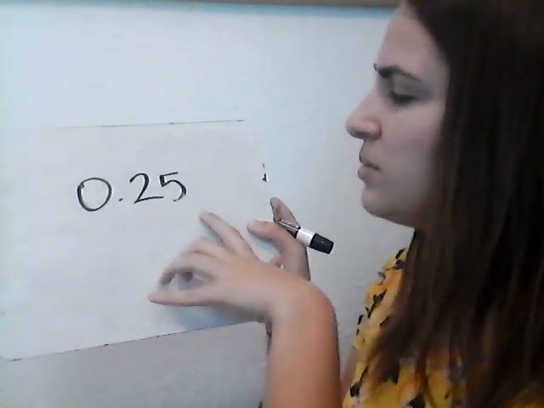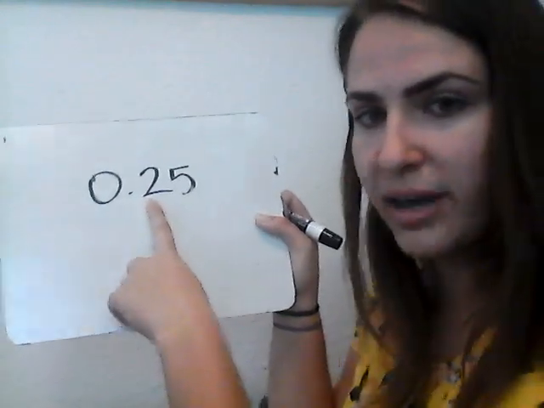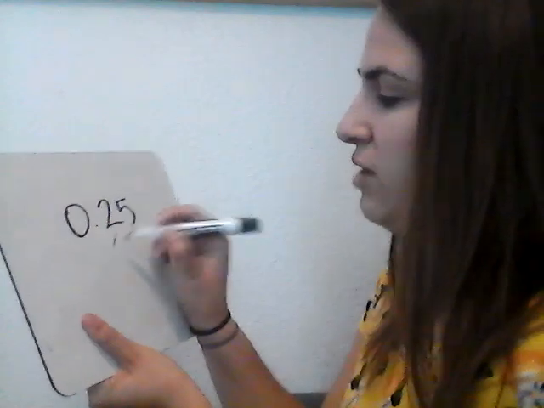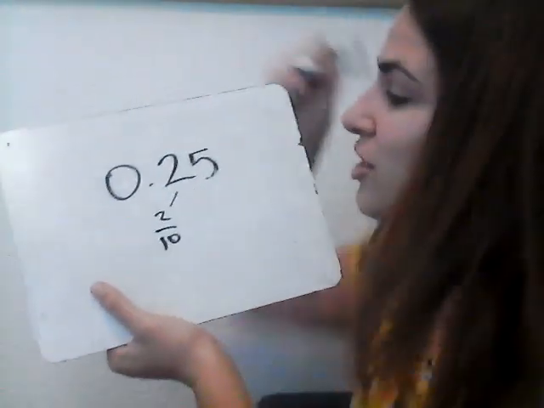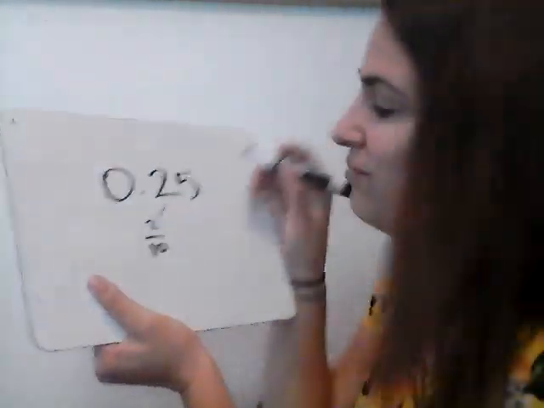But I want you to think about it in terms of place value. So this 2 is in the tenths place. So how many tenths do we have? You're right, we have 2 tenths. It was not a trick question. Also not a trick question, how many hundredths do we have? Yeah, we have 5 hundredths.